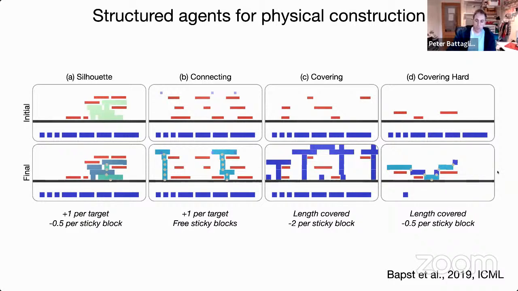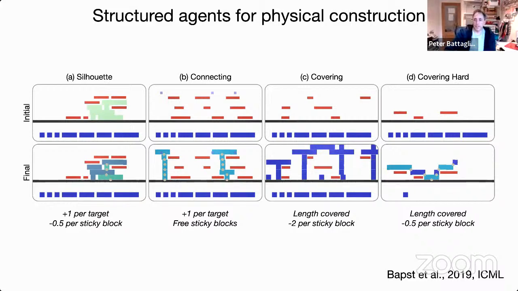It gets 1 point every time, for any target block that it covers, and it pays 0.5 for making any block sticky. When it makes a block sticky, that's represented by these gray circles. It means that it's going to be a fixed attachment point. And so it can build more complex structures that would fall over by anchoring them to the ground and things like that.